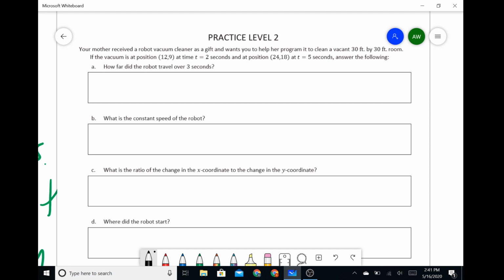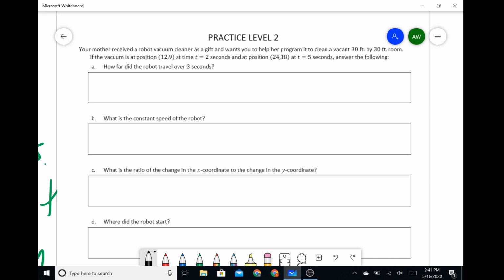So here it says your mother received a robot vacuum cleaner, ooh, fancy, as a gift and wants you to help her program it to clean a vacant 30-foot by 30-foot room. The vacuum is at position 12:9 at time t equals 2 and is at position 24:18 at t equals 5. Answer the following question. How far did the robot travel over 3 seconds?